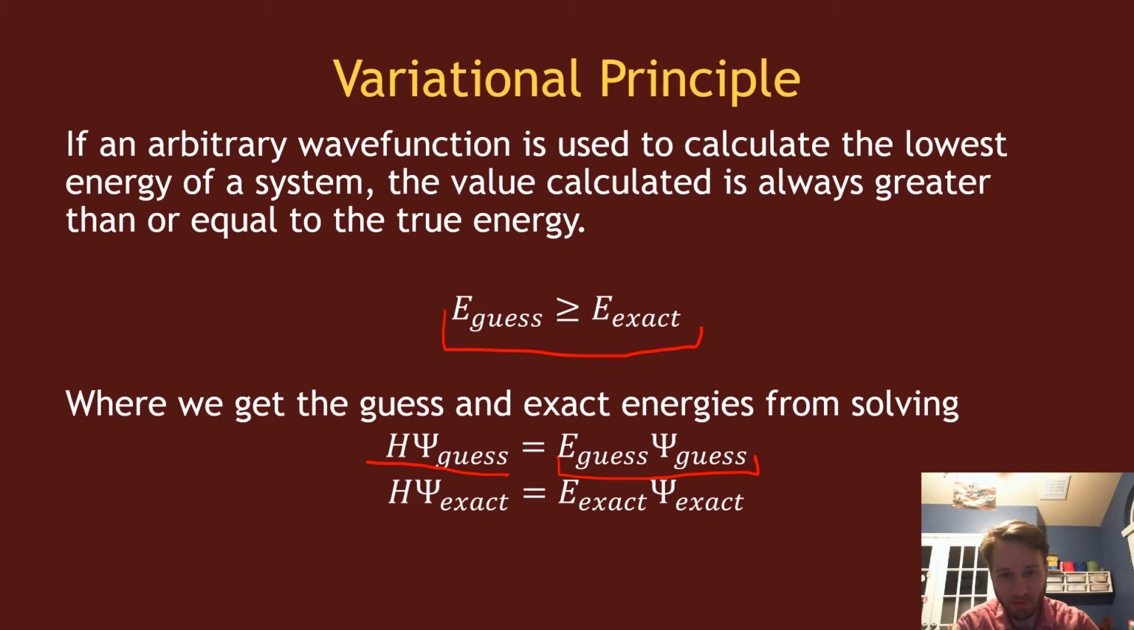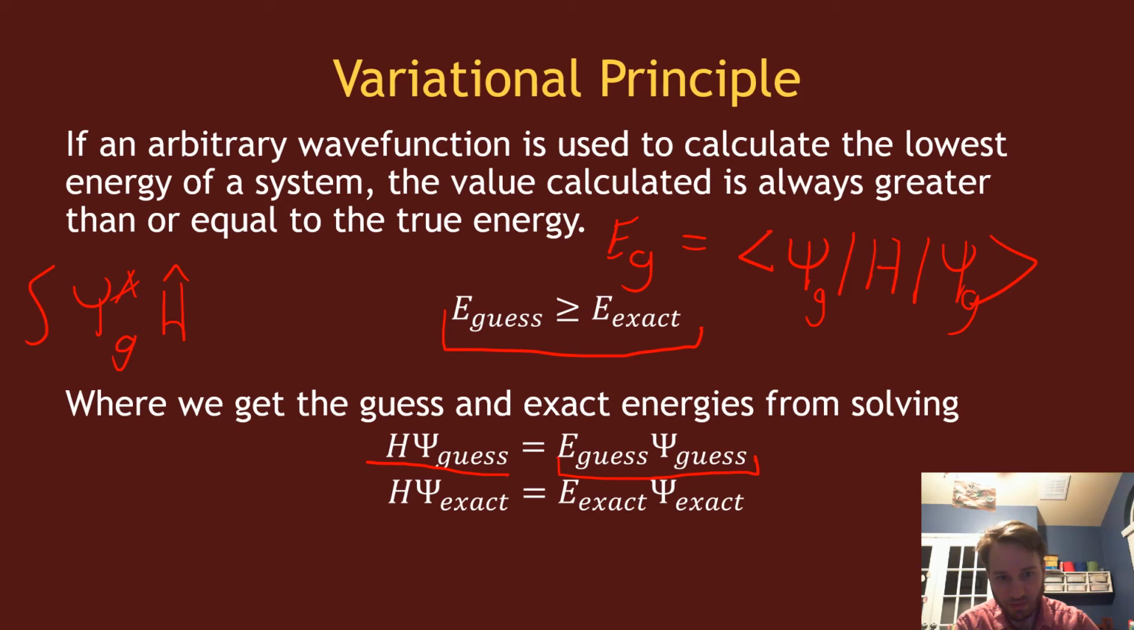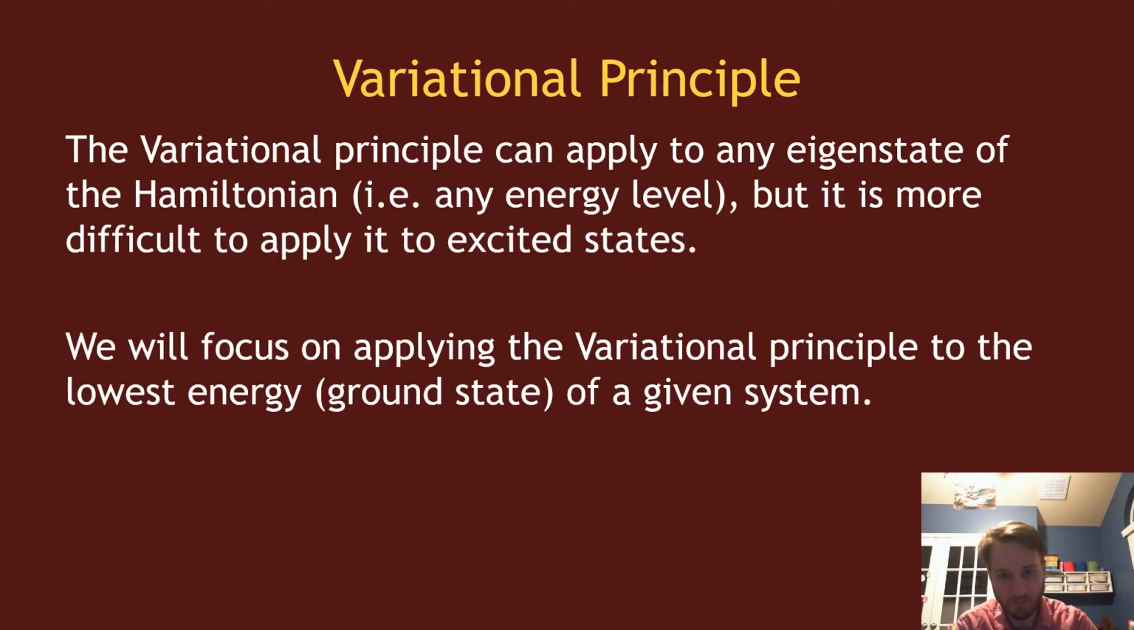Often, how we calculate this guess energy is we calculate <psi|H|psi>. This is my energy E from my guess wave function, my guess energy, which is related to the integral of psi-star-guess H psi-guess. This is the type of integral you'd have to solve, and this is what's done in electronic structure theory calculations.